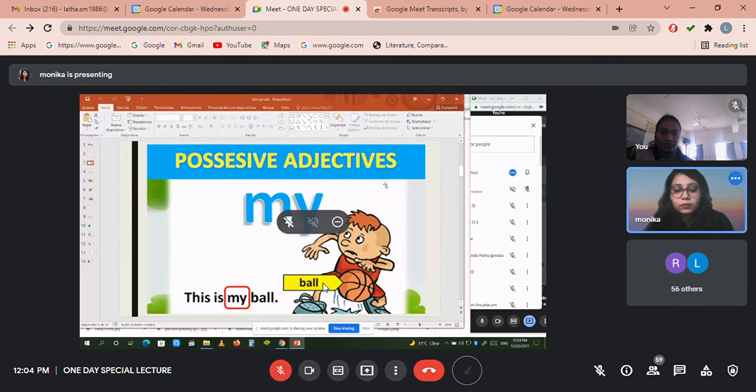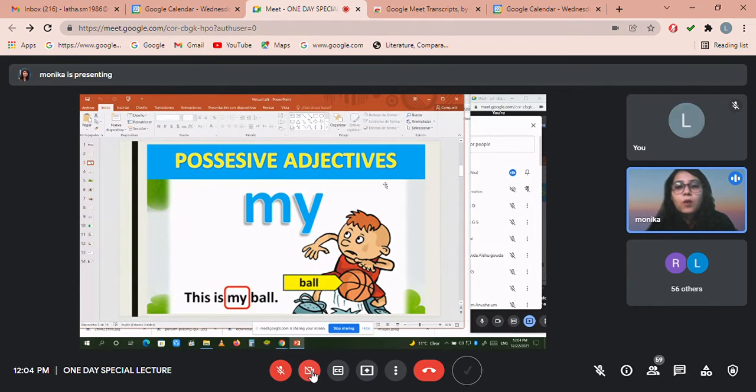So if you look at the screen, there is a boy who is playing with his ball, right? If we both are having a conversation and I ask whose ball is this, then the boy will say, this is my ball. So here, my is the possessive adjective which is showing the possession or the ownership of the ball.